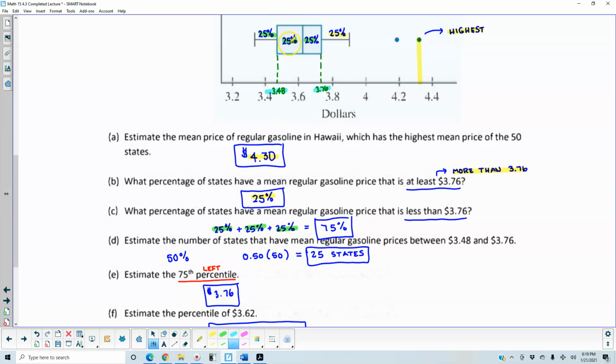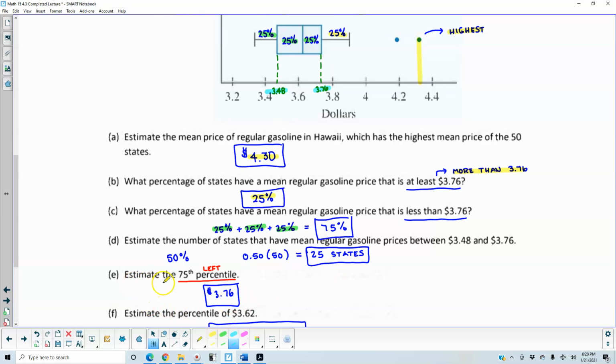Well, this represents 50% of the data. So 50% is the same thing as 0.50. And we're talking about the states. So 50% of 50 is equal to 25 states.